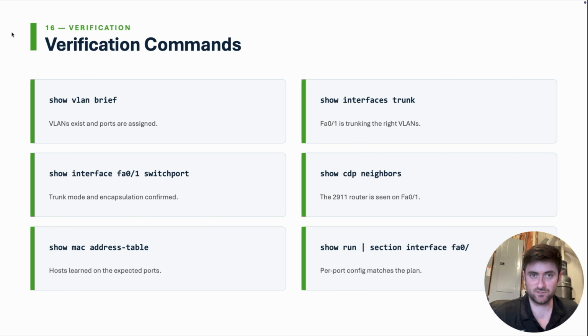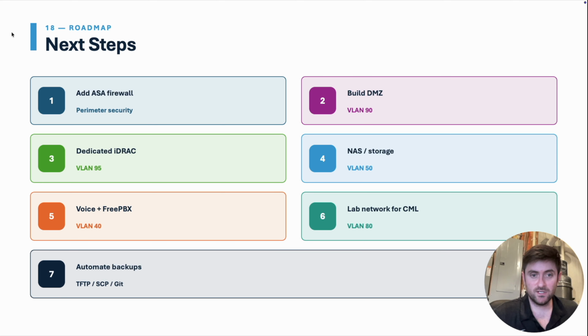This baseline sets the stage for a full enterprise-style home lab, as I've explained before. The next steps are the ASA firewall, building the DMZ, a dedicated rack for the server, and potential plans for expanding storage, we'll see about that. Five is voice, plus installing FreePBX on a VM on my server. Six is a lab network for Cisco Modeling Labs. And seven is for automation and backups. We'll talk more about a lot of this stuff in future videos.